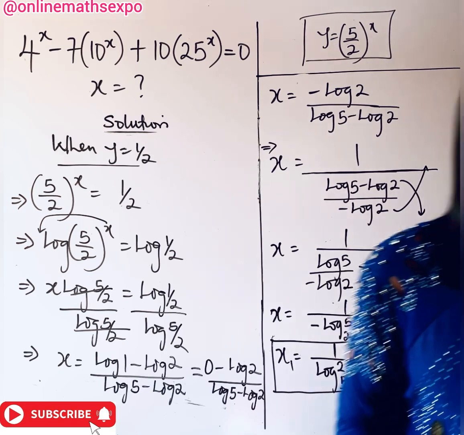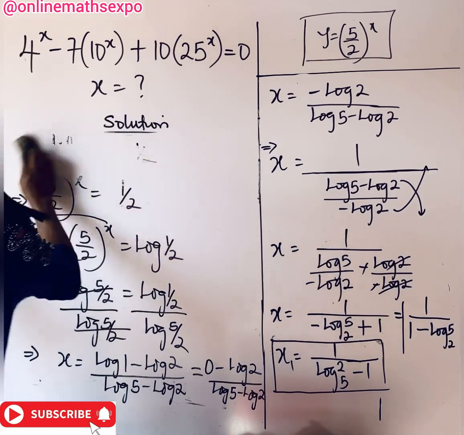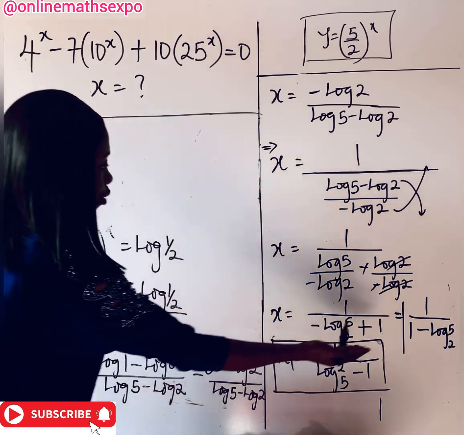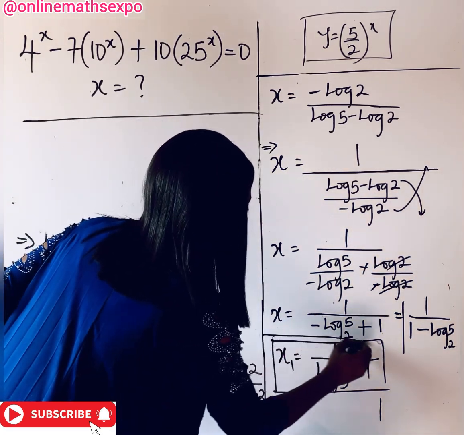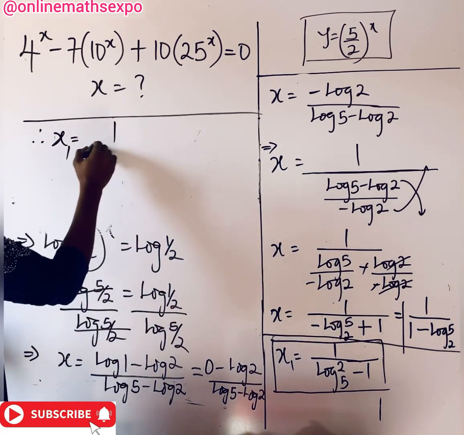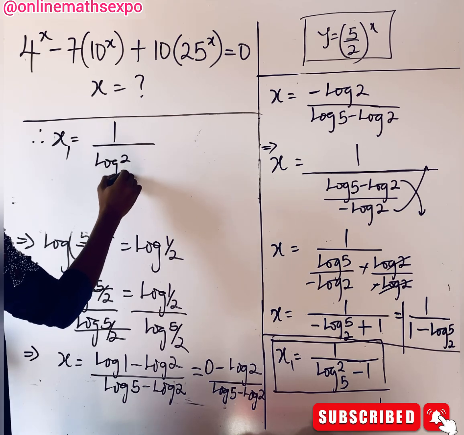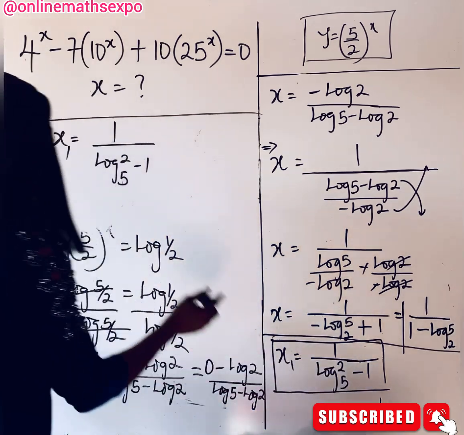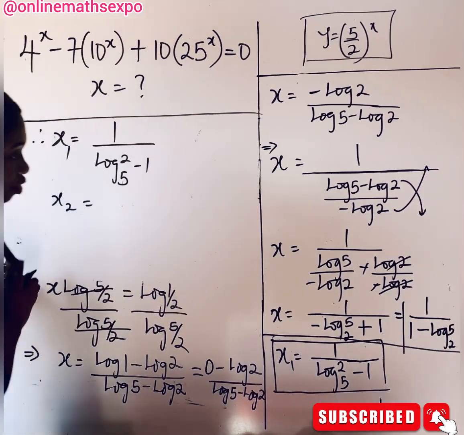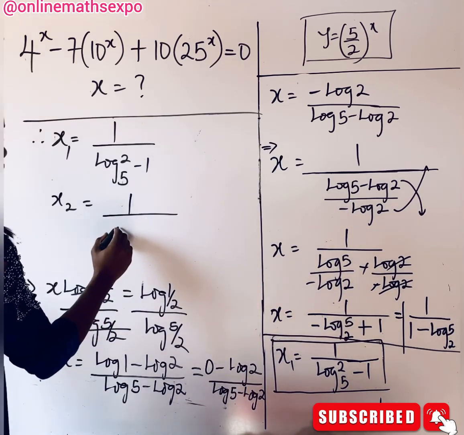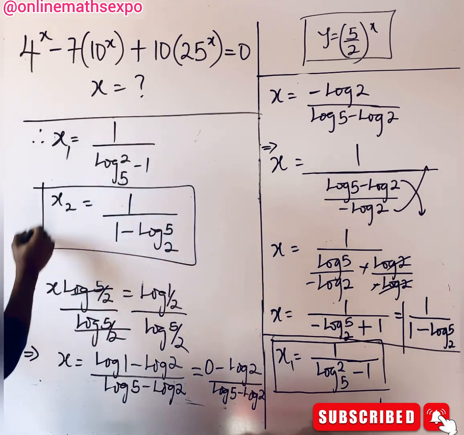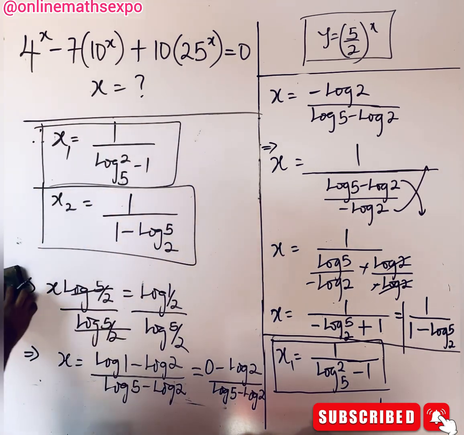So let's make it clearer in conclusion. The two values of x are 1 over log of 2 base 5 minus 1, which is this. And the second value of x is 1 over 1 minus log of 5 base 2. So these are the two values of x as we have in the question.